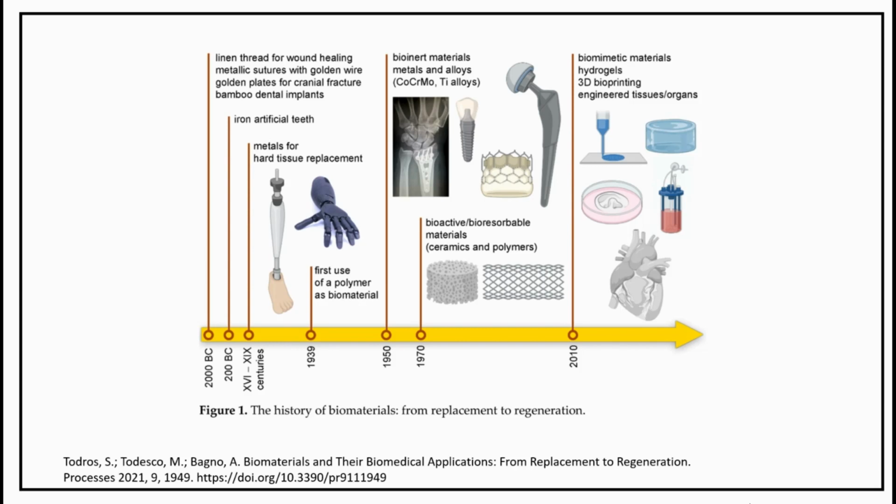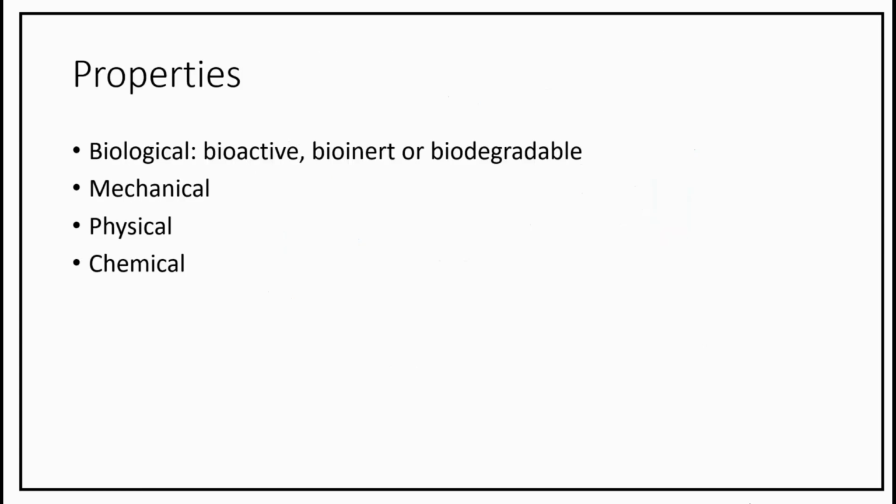We then came to the age of using bioinert materials for implants, and currently we are witnessing the era of biomimetic materials, hydrogels and 3D bioprinting. Properties of biomaterials. When dealing with biomaterials we consider the biological, mechanical, physical and chemical. Out of these properties, the most important to carefully look at is the biological properties. That is, are the materials bioactive, bioinert, or biodegradable in vitro or in vivo?